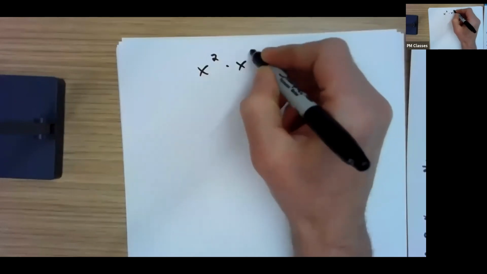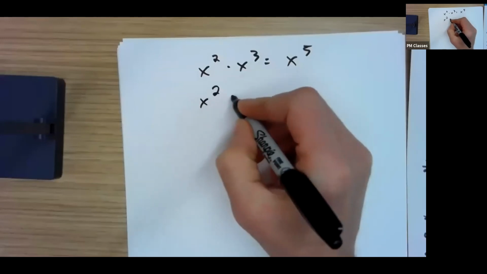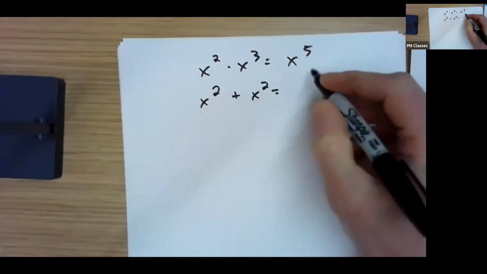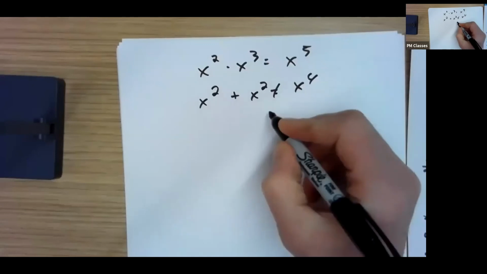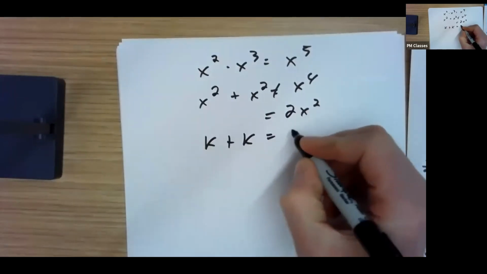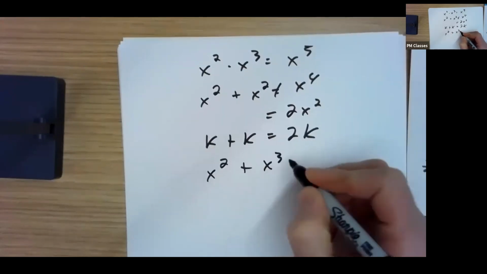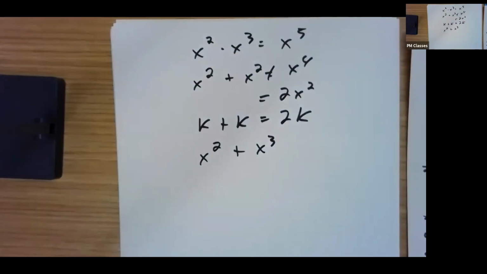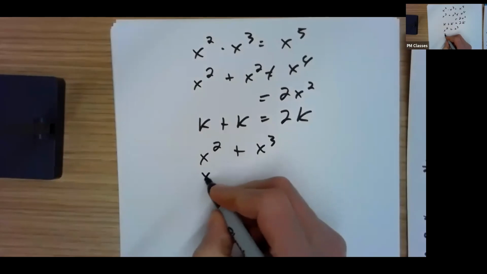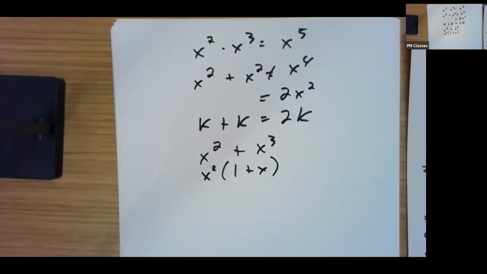x squared times x cubed is, of course, x to the 5th. x squared plus x squared is not x to the 4th, but of course is 2x squared, just like a k plus a k would be 2k. x squared plus x cubed, you can't do a lot with that, sadly. What you'd have to do for that, you could factor out an x squared and do that, but generally there's not a lot we do with those guys together.